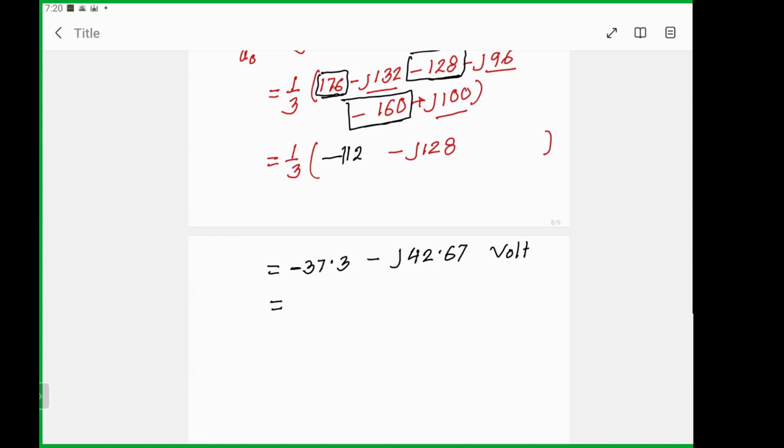I think as far as this course is concerned, we will not do many things, only the conversion from polar to rectangular and rectangular to polar. This is all the kind of calculation you will require.